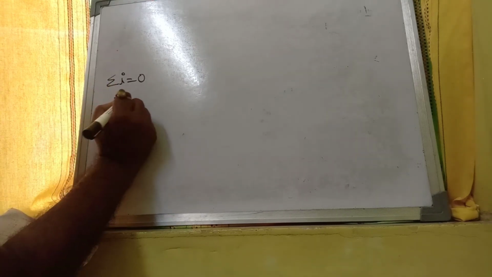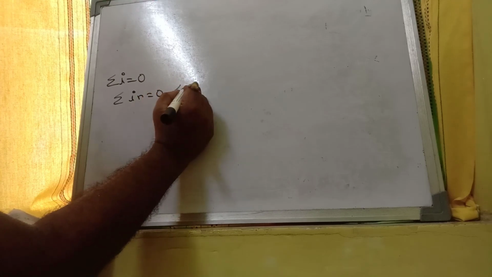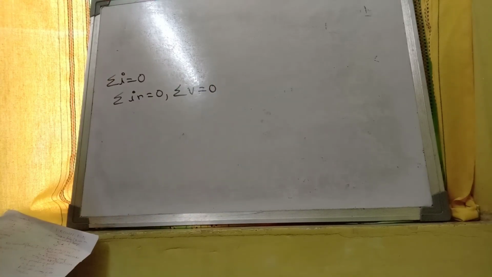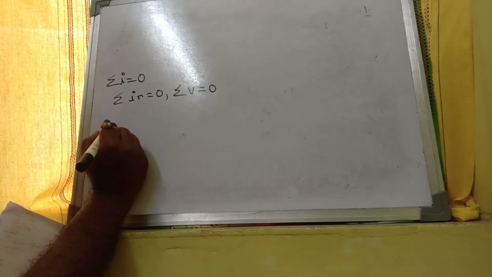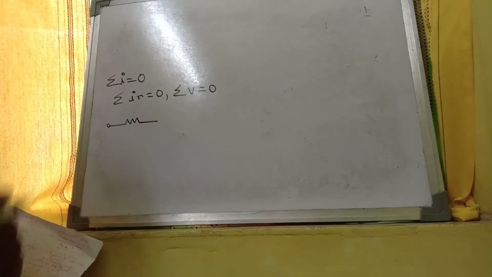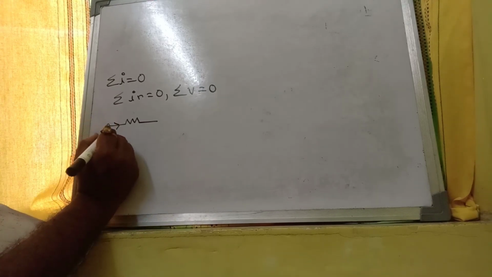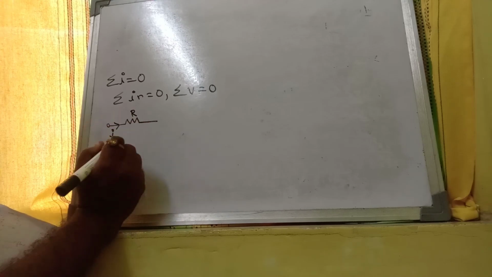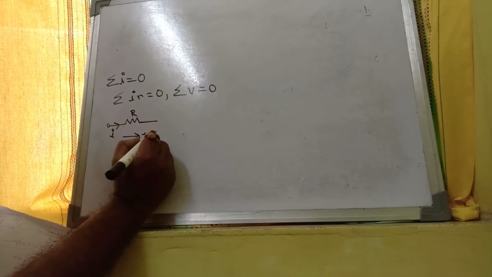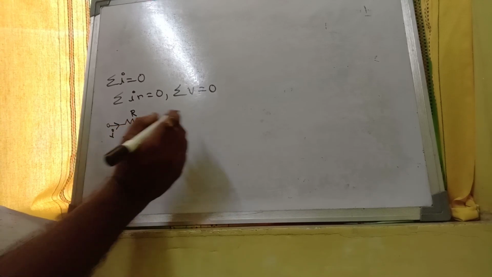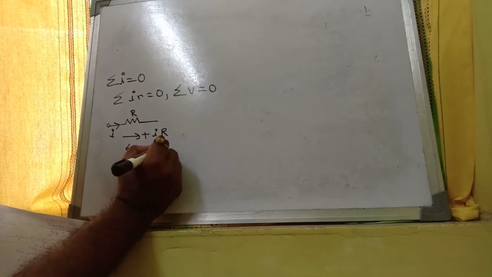So I can write like this, or simply, now I'm following the sign convention. Just follow the board. So if a current I flows through resistance R, if I go this way, it is IR. If I follow the reverse way, it is minus IR.